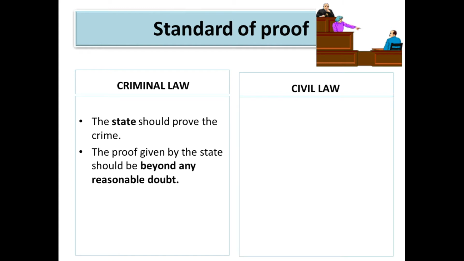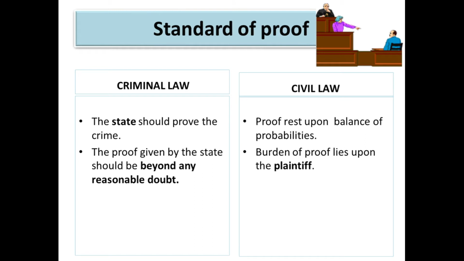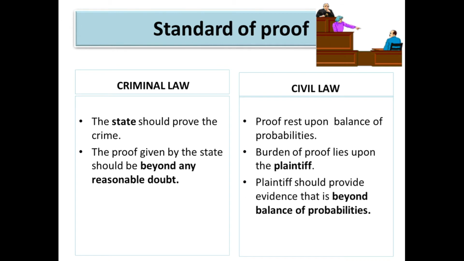Then, under civil law, proof rests upon balance of probabilities. The burden of proof lies upon the plaintiff or the wronged person. The plaintiff should provide evidence that meets the balance of probabilities. That is all on the standard of proof.